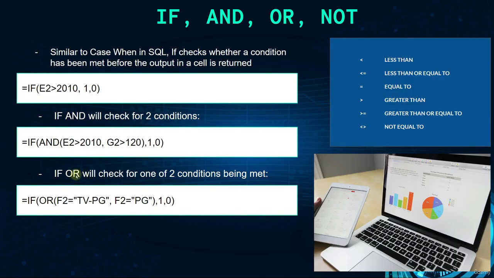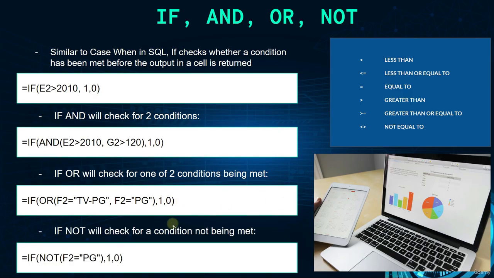Okay, so IF OR will check for one of two conditions being met. It's very similar to IF AND, except it will only need to have matched one of the two conditions to display the output of 1. And IF NOT will check for a condition not being met. So let's try both of these.